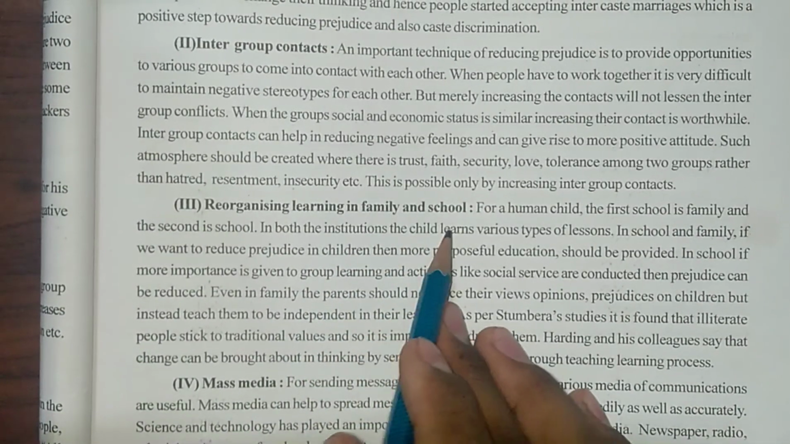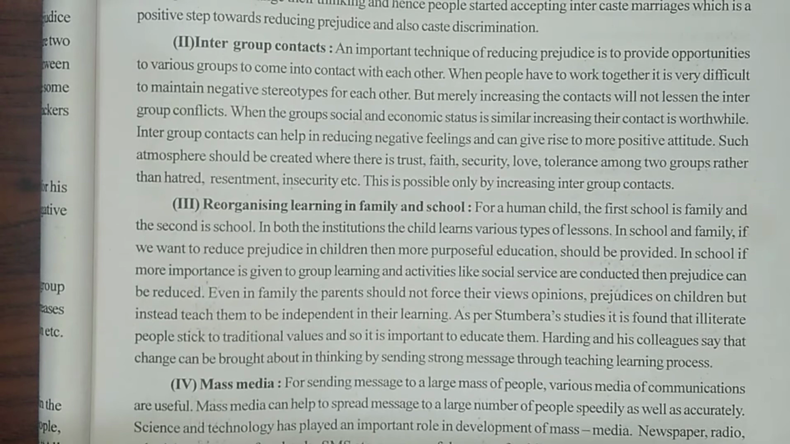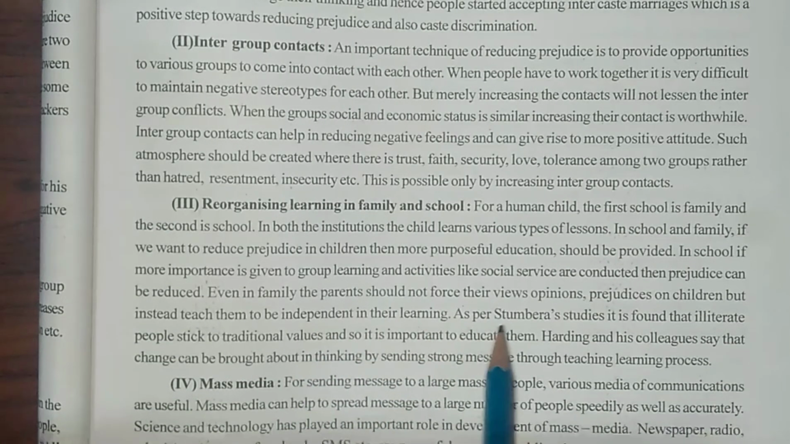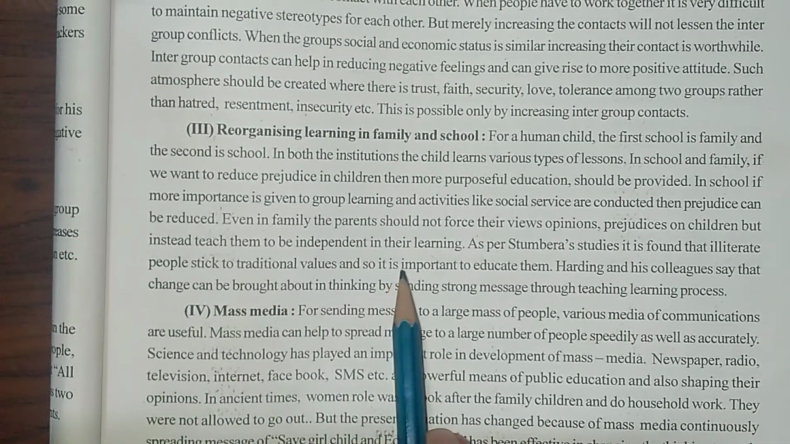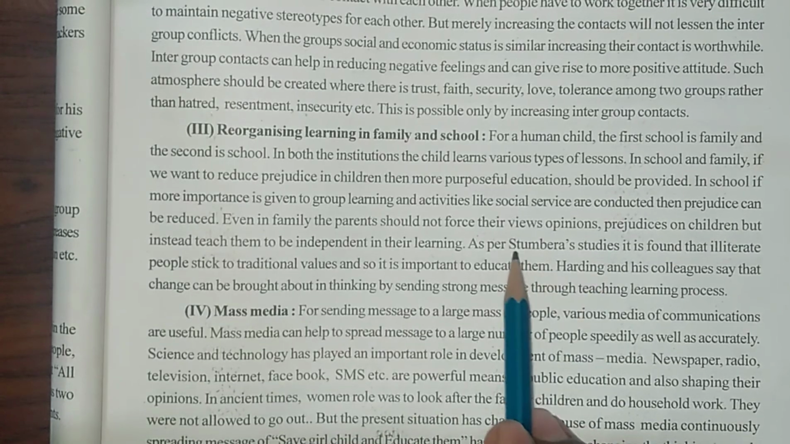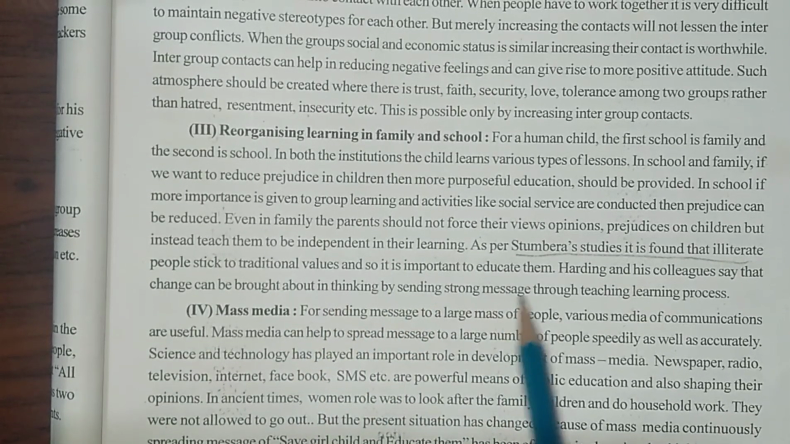Reorganizing learning in family and school. For the human child, the first school is the family and the second is the school. In both institutions, the child learns various types of lessons. If we want to reduce prejudice in children, then more purposeful education should be provided. In school, if more importance is given to group learning and activities like social service are conducted, then prejudice can be reduced. Even in the family, parents should not force their views, opinions, and prejudices on the children, but instead teach them to be independent in their learning. As per Sinha's studies, it is found that illiterate people stick to traditional values, and so it is important to educate them.